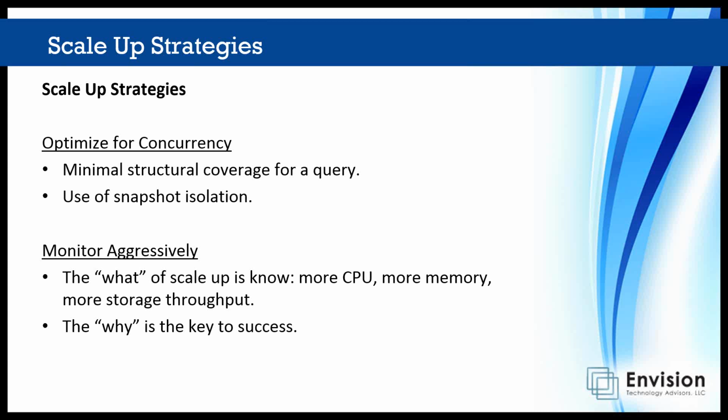So we need more memory because our buffer pool is getting really hammered. Or we need more CPU because we have 8 CPUs and they're always at 90%. Well, why is that? So we need to know why. We need to know which queries are spiking the CPU. We need to know what the CPU is doing, etc. So monitoring aggressively is something that I can't stress enough.